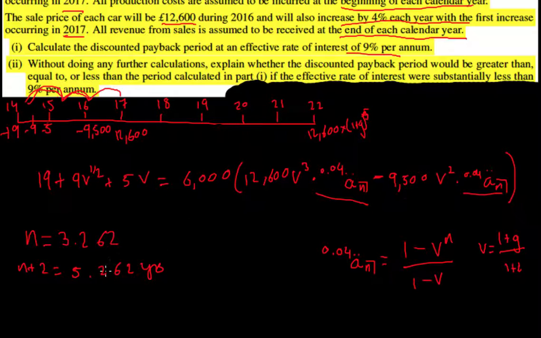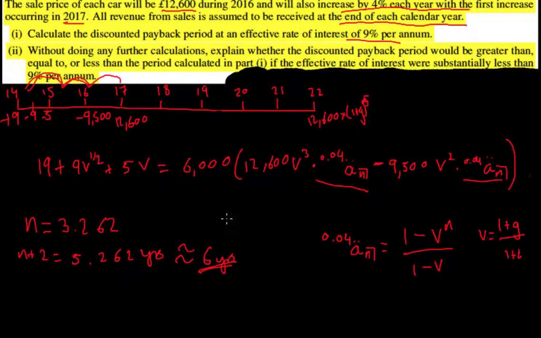But in actual fact, we're not getting paid in the quarter of a year, we're getting paid at the end of the year. So unfortunately, we've got to increase this bit and say we're only getting our money in 6 years' time. Okay, 6 years' time is when we're going to be able to pay back all of our costs based on the assumptions that we've made over here. So that's the answer.